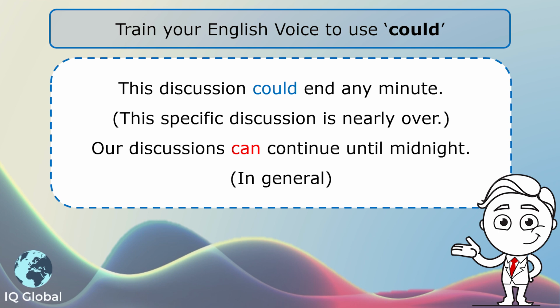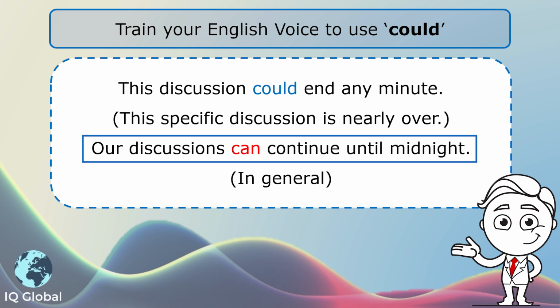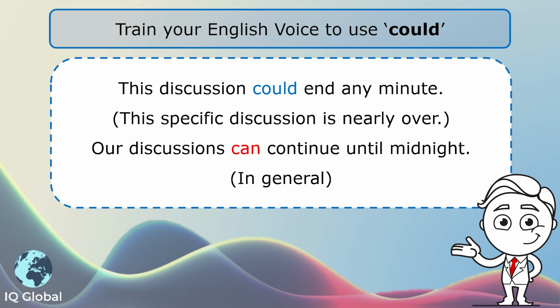Sentence 2. Our discussions can continue until midnight. This sentence is in general. It is not talking about a specific discussion. It is just saying that our discussions can continue until midnight. It is just a possibility of it happening.